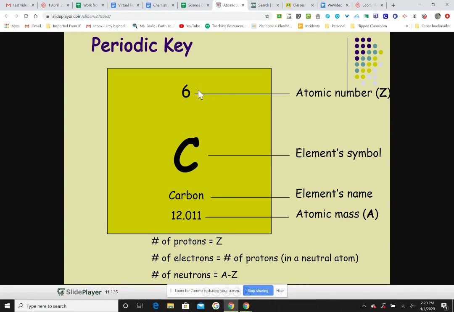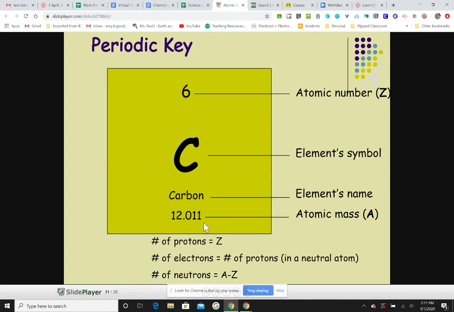What the atomic number means is how many protons are in that particular element. So in this element, which is carbon, you would have 6 protons. Okay, you have the symbol, then the name of the element, and then the atomic mass.